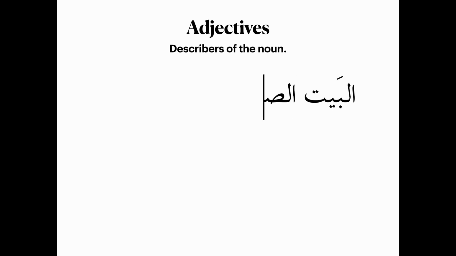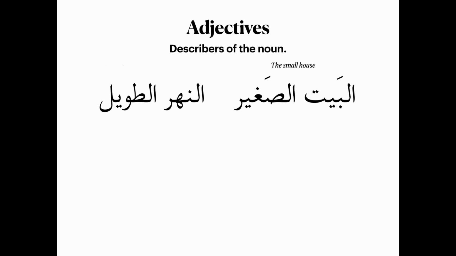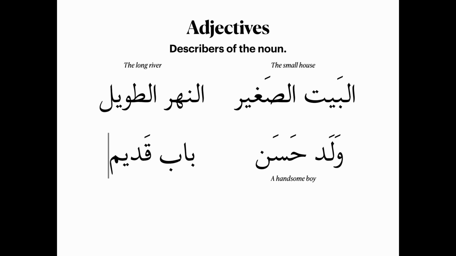Now, adjectives. Adjectives are describers of the noun. They give qualities to the noun, they give a specific trait about that noun. Let's see some examples here. We have al-bayt as-saghir, the small house. An-nahr at-tawil, the long river. Walad hasan, a handsome boy. And bab qadim, an old door.